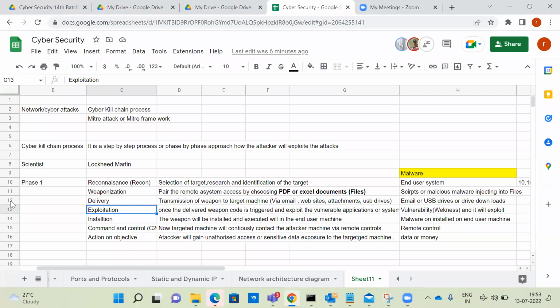So this is the way we enter into the organization level, but in the reconnaissance phase, there will be a lot of argument between you and the interviewer. In the reconnaissance phase only, the interviewer will argue: how can you choose the selection of target? How do you know the end user IP address, or the database of the end user, and so on?